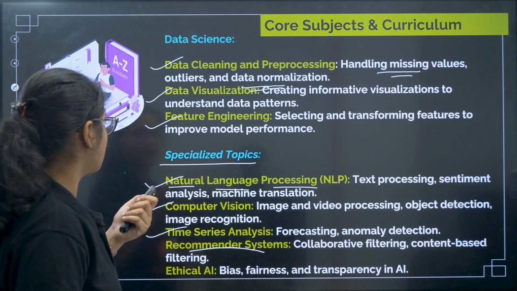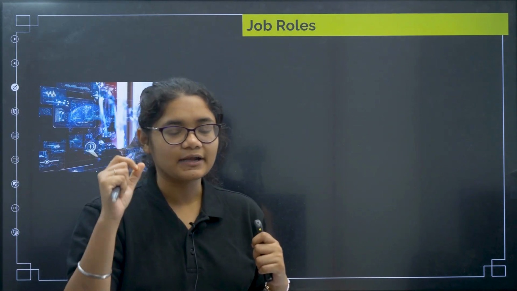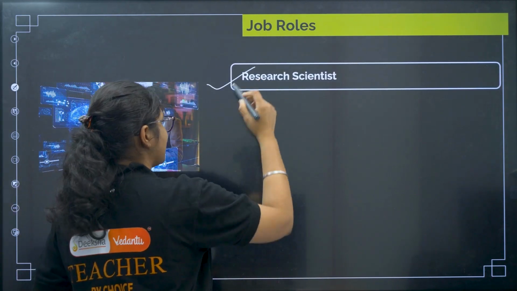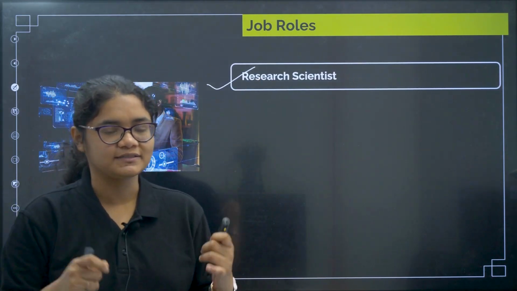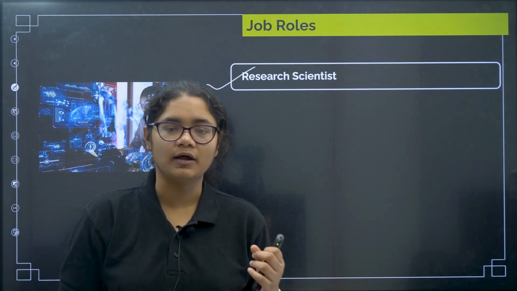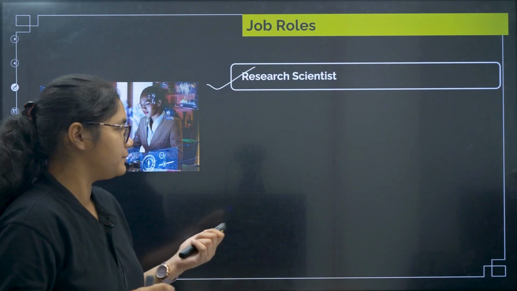Next, coming to job roles. What are the different designations that you will have if you take this particular course? First is research scientist. As you saw, there is enough scope of research in this. Every day new technology is coming, and you need to do research with new algorithms, new models, new languages. All these things can be done.